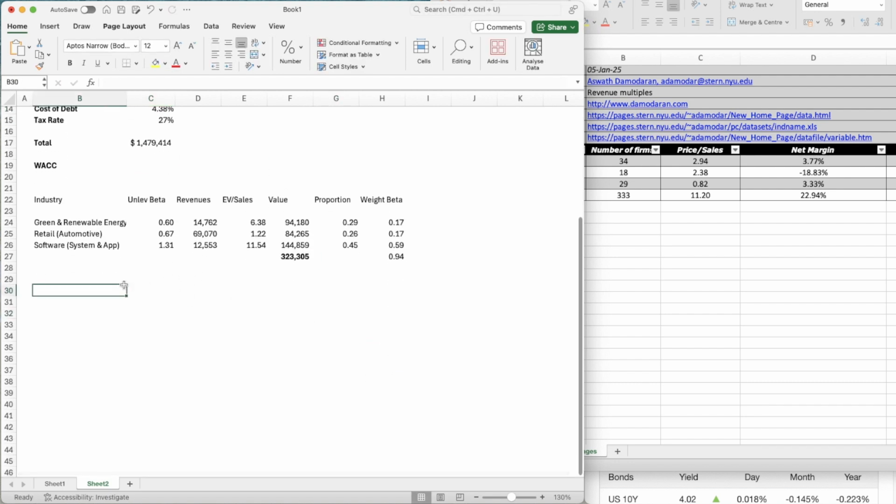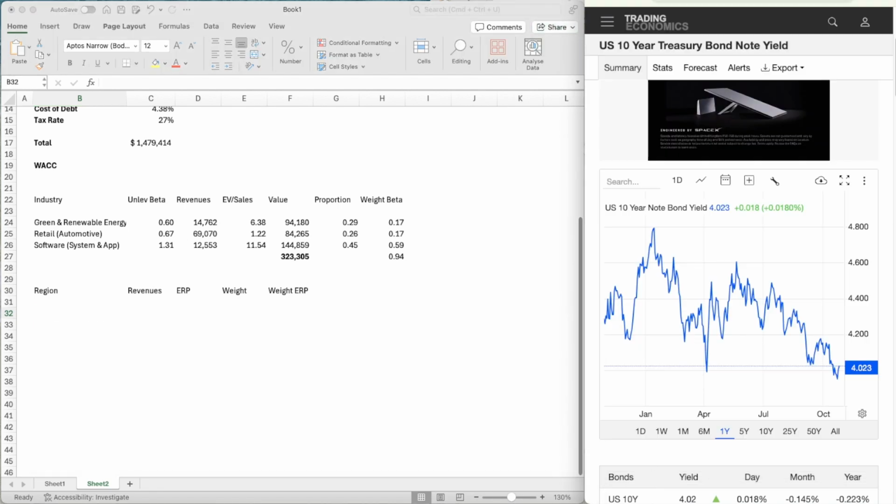Now for our equity risk premium, we need to know where Tesla generates its revenues. We want to know the revenues for that region, the ERP, the equity risk premium for that region. Then what do we want from that? We want to know what the weight is, and then we can get the weighted ERP. So where Tesla generates its revenues, we come back.